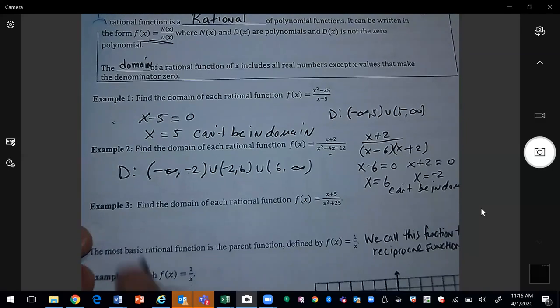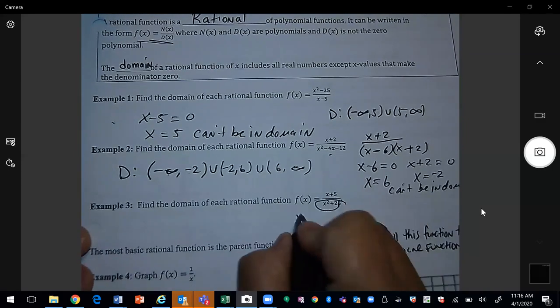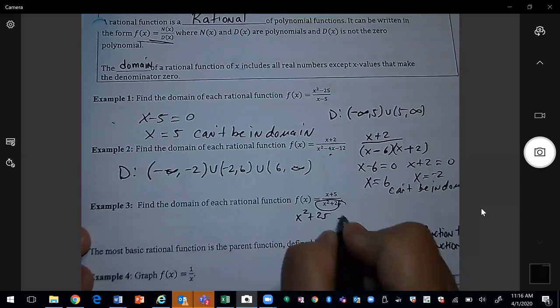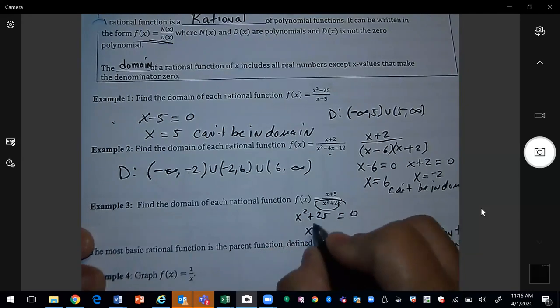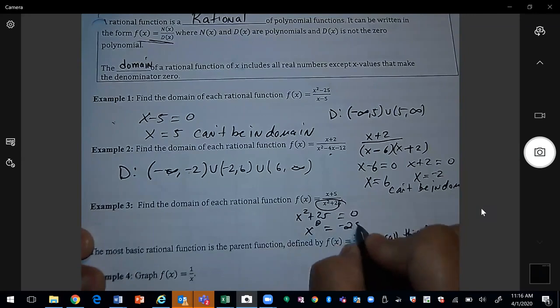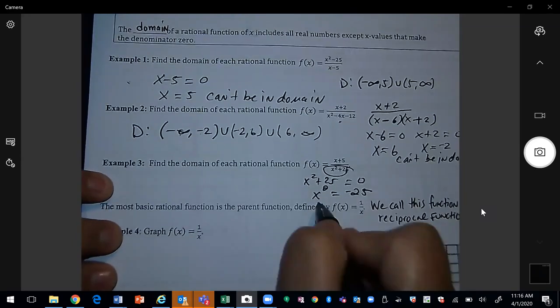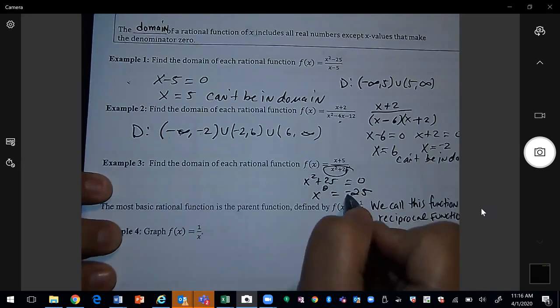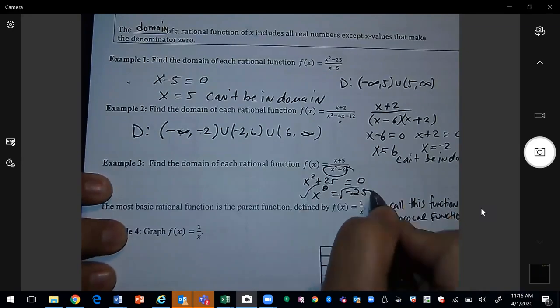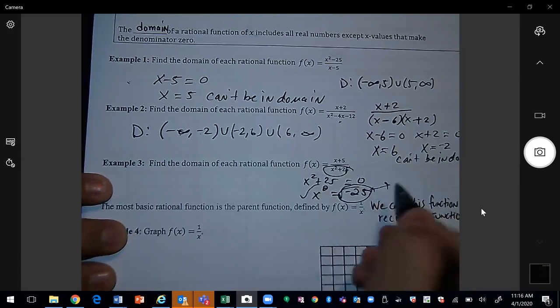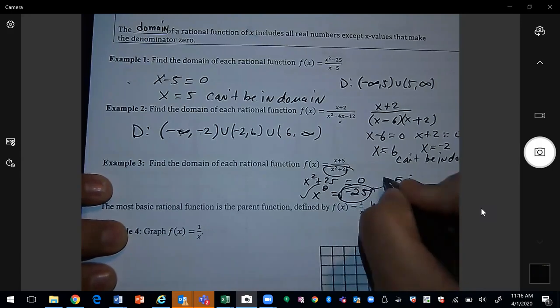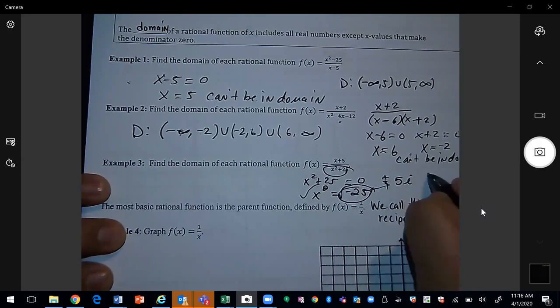So here we have in the denominator, x squared plus 25. If I set it equal to 0, I get x squared equals negative 25. And here, since it has a negative, if we take the square root, then this becomes plus or minus 5i. So this is an imaginary number.